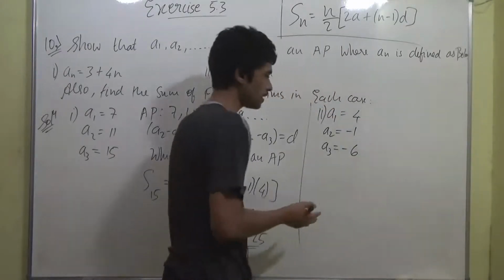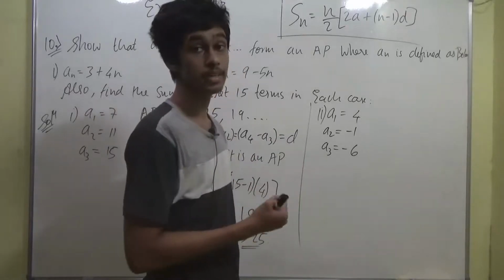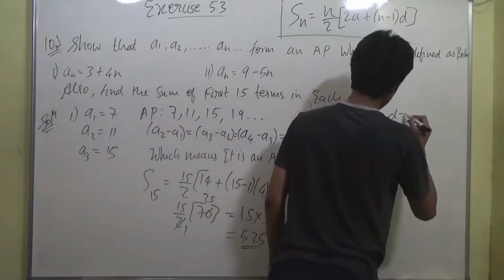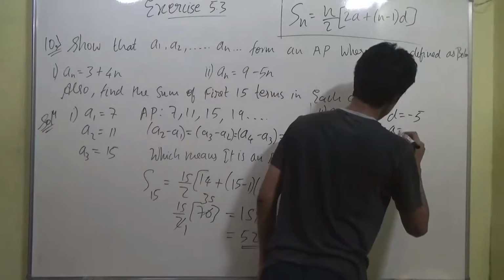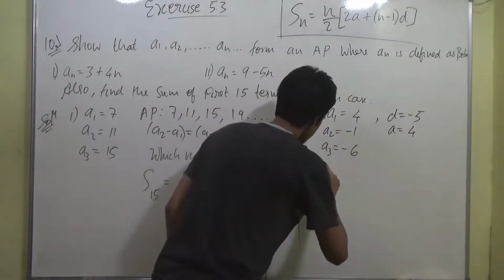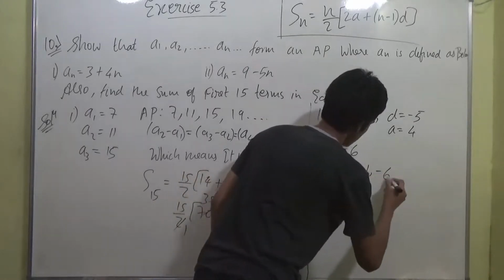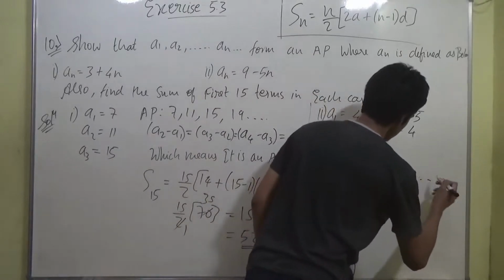Now if you see this AP, guys, the difference between the terms is 5, right? So it is getting reduced by 5. That is, the common difference is becoming equal to minus 5. So you can get to know that D equal to minus 5 and A, the first term, is equal to 4. Getting it, guys? So the AP is something like 4, minus 1, minus 6, and then it will become minus 5 again. So that time it will become minus 11 and so on. This is the AP, guys.